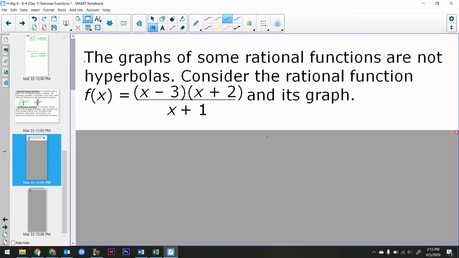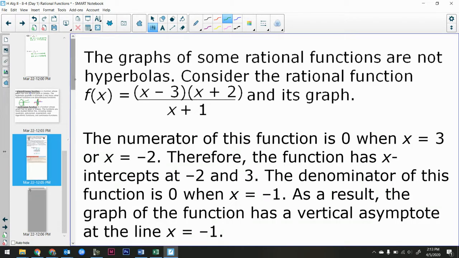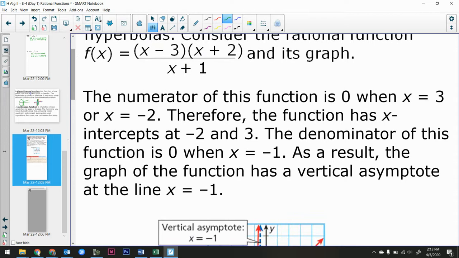Now take a look at what's happening here. The numerator of the function is 0 when x is 3 or -2. We would all agree with that. If x is 3, then this whole top turns to 0. If x is -2, this whole top turns to 0. And when the whole top turns to 0, 0 divided by anything is always 0. So you could say that the zeros of the function are -2 and +3. The x-intercepts are -2 and +3.